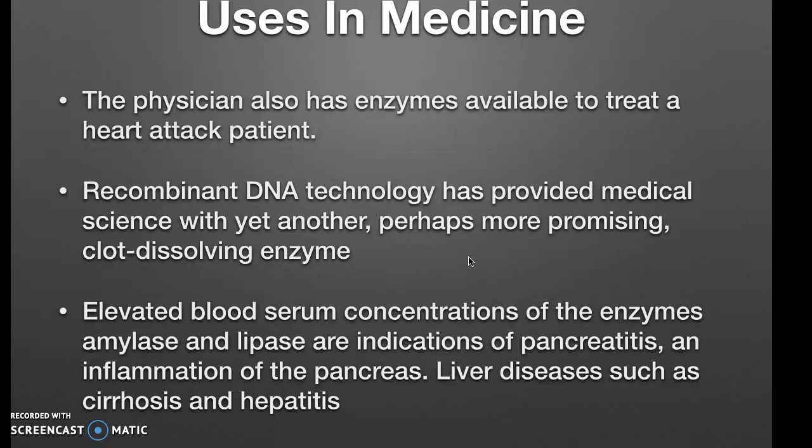So what is its use in medicine? Physicians can use many enzymes. They have found many enzymes available to treat heart attack patients. They have found some to help with DNA technology, which has provided science with more clot-dissolving enzymes. They have found some that have elevated blood serum concentrations of an enzyme, amylase, and lipase, which are indications of pancreatitis, which is a huge problem within the United States, and inflammation of the pancreas. Also liver disease such as cirrhosis and hepatitis, which is widespread over the United States and some of the world. So having an enzyme that can help lipase and amylase in these specific cases is a huge finding.